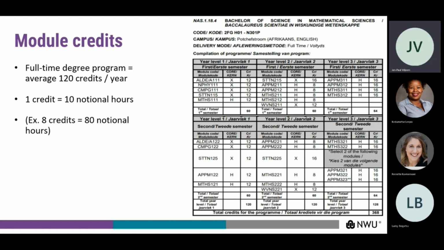Now, let's do some math. When you are talking about credits, we are also talking about the notional hours that you need to invest into your module. This includes time spent preparing for class, time in class, time spent working on assignments, time spent studying on your own, making notes, studying for tests, writing exams, and all of these form part of the notional hours of a module. So a full-time degree program is on average around 120 credits per year.